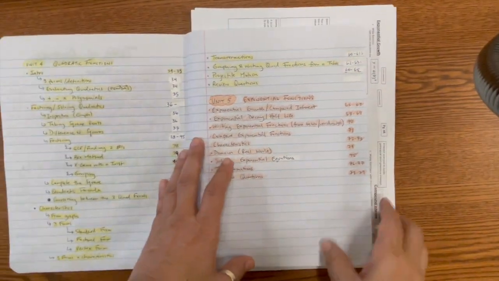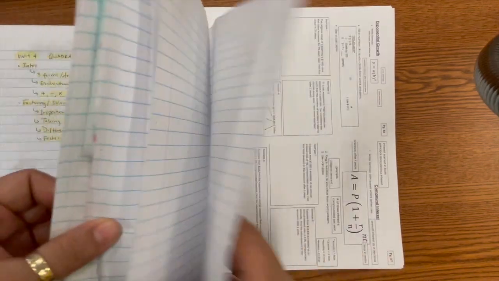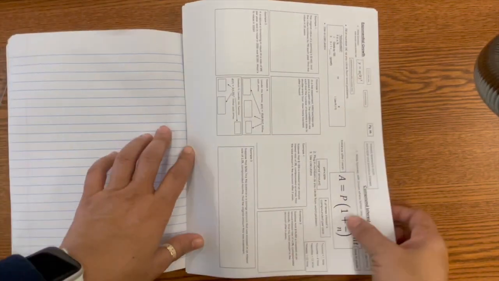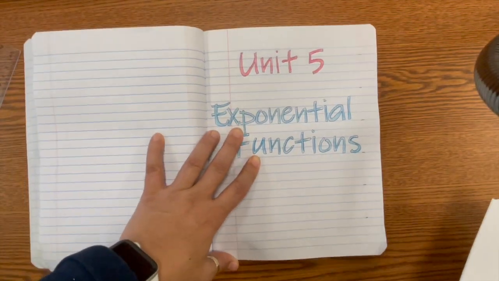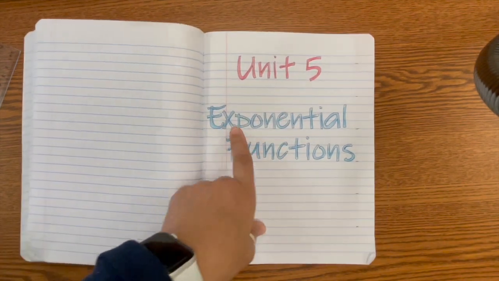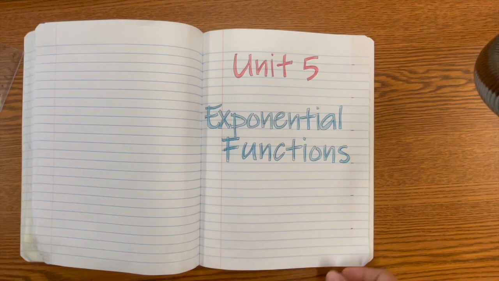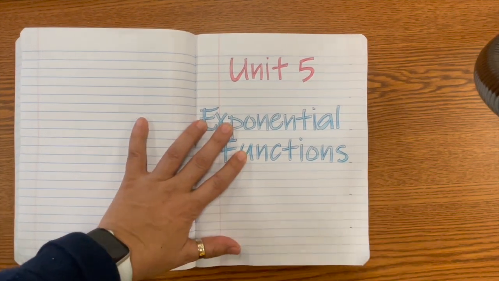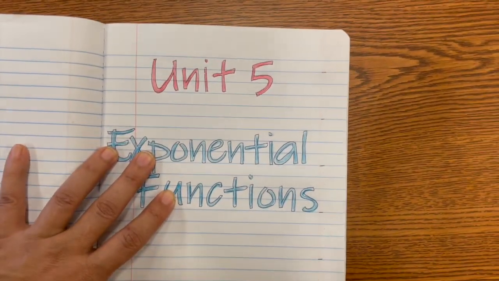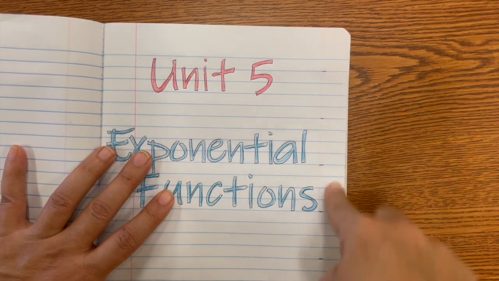All right, as always, you're going to go past the last page for your last one. And that's where you're going to make your cover page. So this is going to be Unit 5, Exponential Functions. Remember, do not write on the margins because we cut that out, okay? What you're going to do is count four lines. Every four lines is going to be a tab.